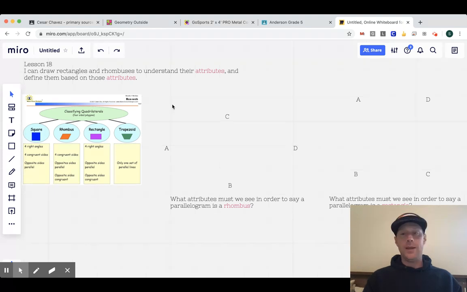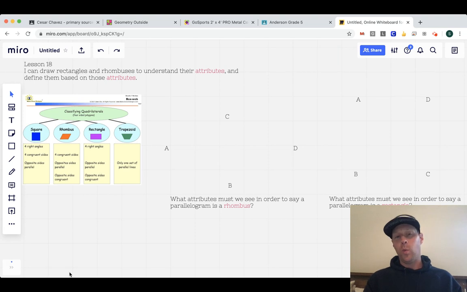We are on lesson 18, and our learning target for today says that I can draw rectangles and rhombuses to understand their attributes and then define them based on those attributes. Attributes are just qualities, something that you can use when you look at something to tell what it is. My guess is that you can look at a square and know by its attributes, by its qualities, that you're looking at a square. Today we're going to look at a rhombus and a rectangle.